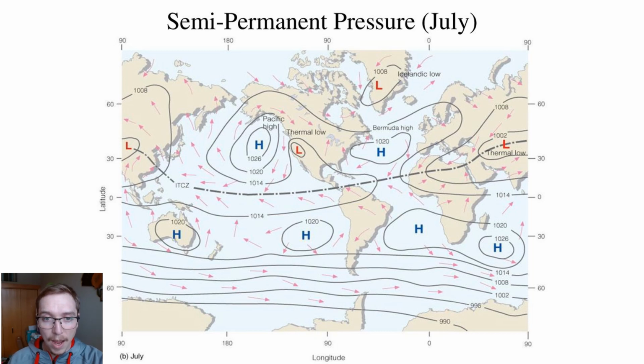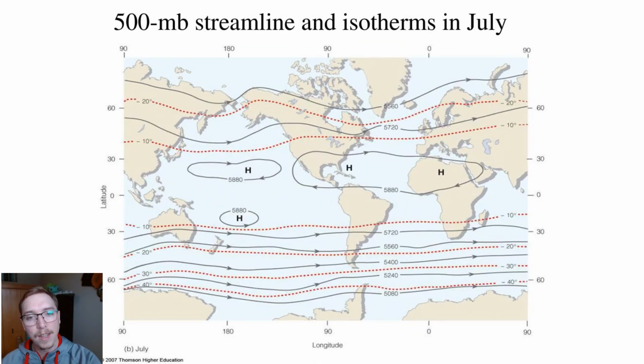In July, we have our Pacific high. We've got a thermal low that sets up over the desert southwest of the United States. We have our Icelandic low. We've got another thermal low that sets up over kind of the Tibetan Plateau area. And here we can see that that high pressure system moves north. So kind of maybe around Hawaii, over the southern US and Mexico and northern Africa.